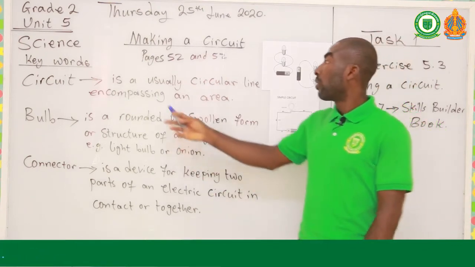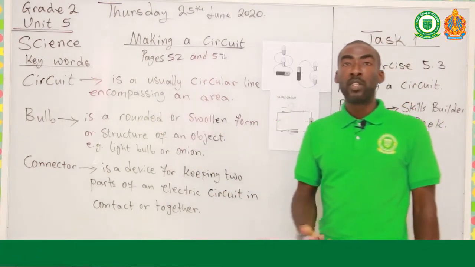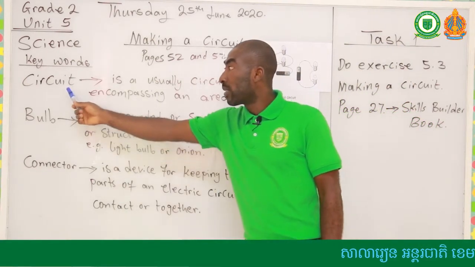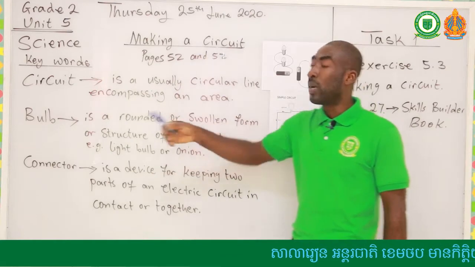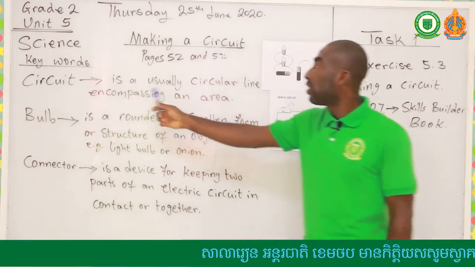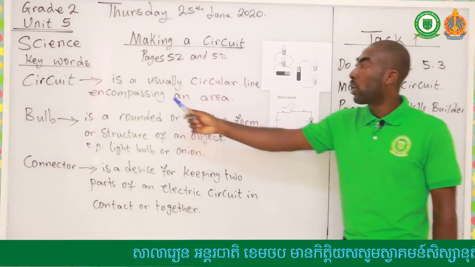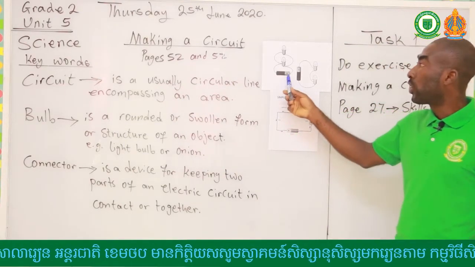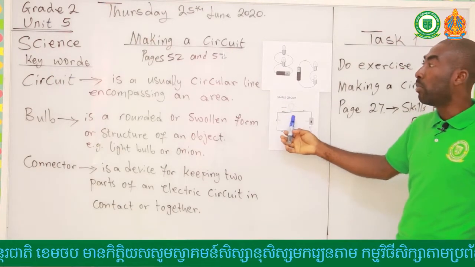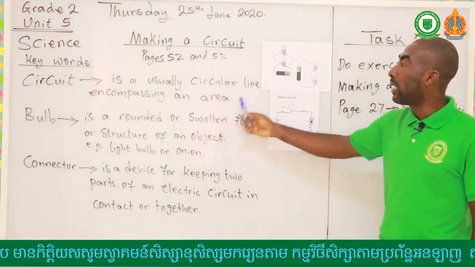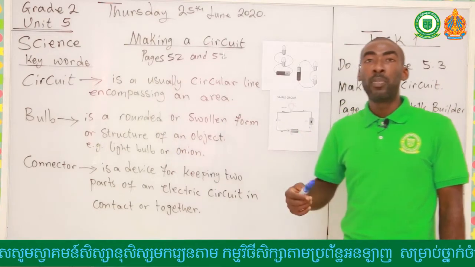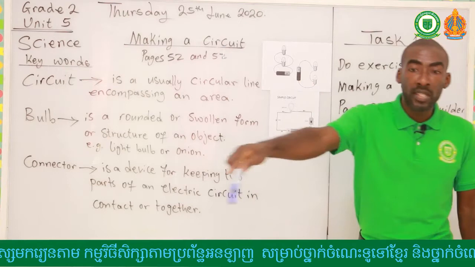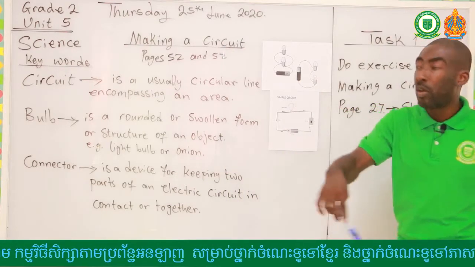Let's go to our board because we made mention of some words that we need to understand better. We talked about circuits because we are making a circuit. So what is a circuit? A circuit is usually a circular line encompassing an area. This is a picture of a simple circuit. When we say encompassing, it means it's going around a section of an area.